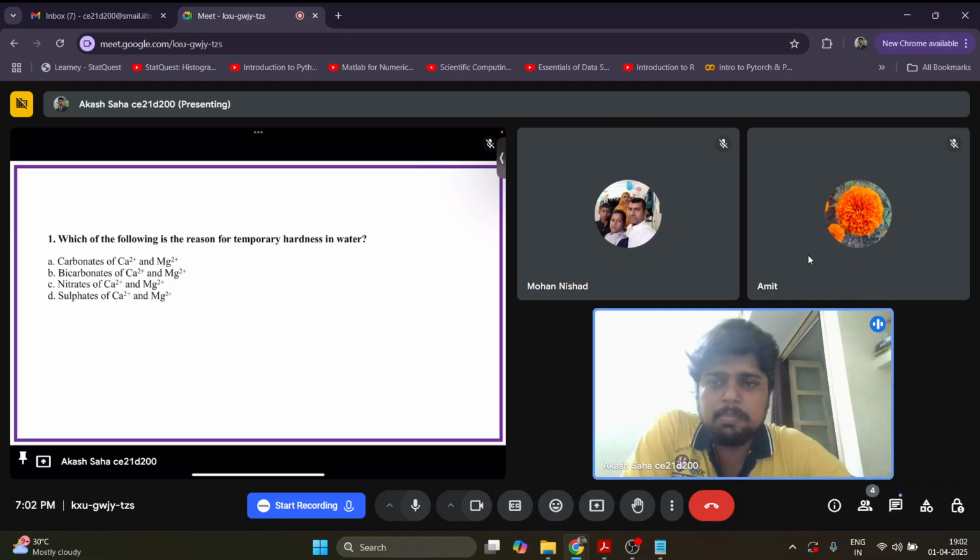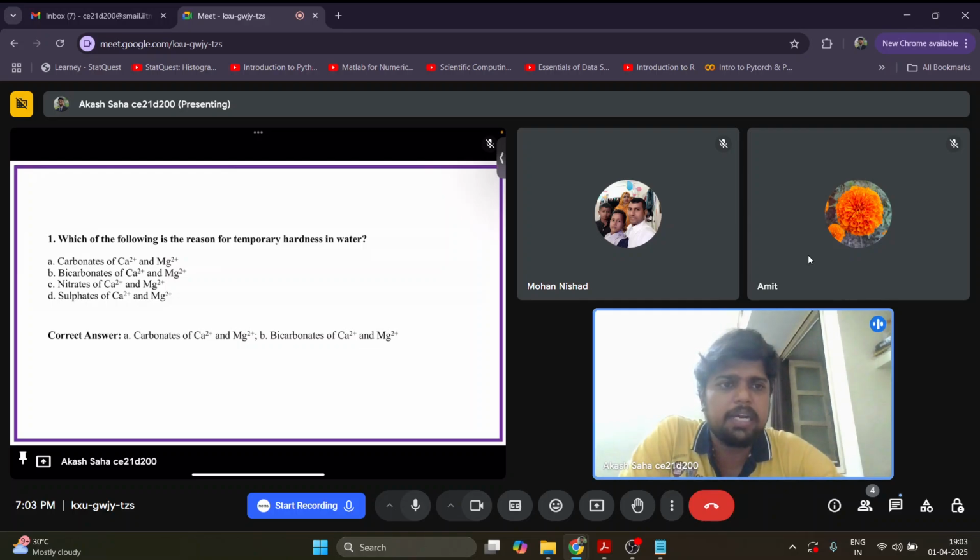So just always remember that temporary hardness is that hardness which you can remove easily by boiling. Okay, so it has to be in a very simple form, and mostly it is with the carbonates and the bicarbonates. So when we are talking about temporary hardness, it's only the carbonates and the bicarbonates, whereas the nitrates, sulfates, or the chlorides, all these things will give the permanent hardness, right?